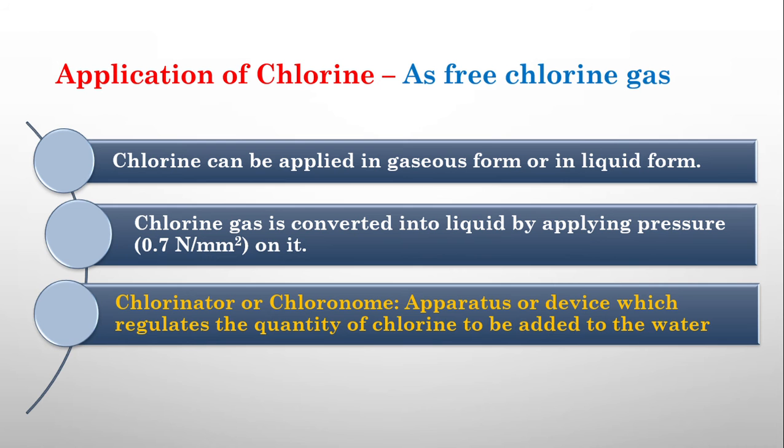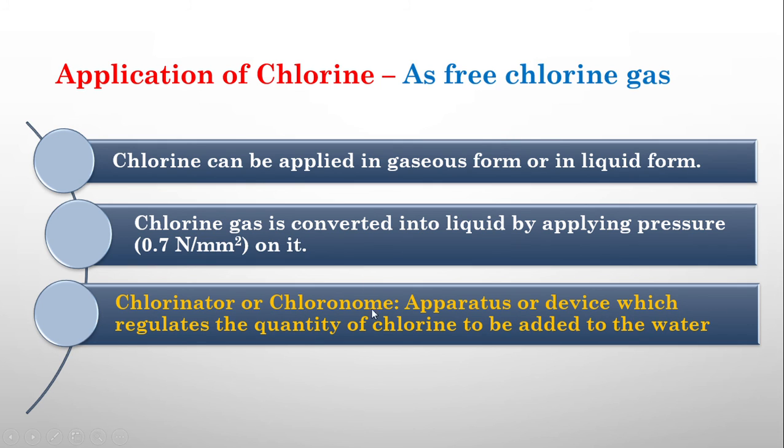And the final product is free chlorine gas. Directly we can give the chlorine gas into water. Either we can give it directly into water, or we can give it as a solution. When it is given as a solution, we will liquefy the chlorine by applying pressure. When 0.7 Newton per millimeter square pressure is applied to chlorine gas, it will be converted to liquid. That liquid is used for chlorination.